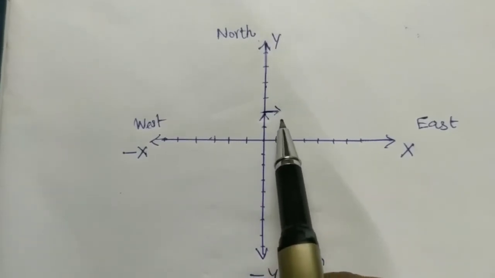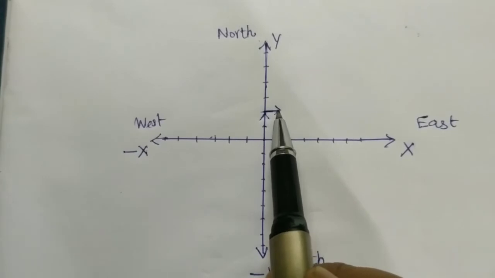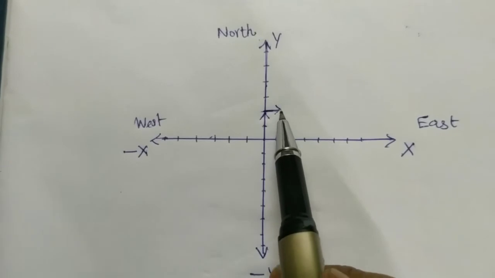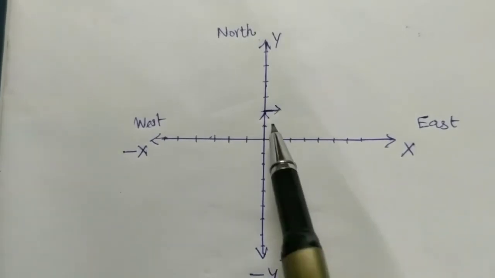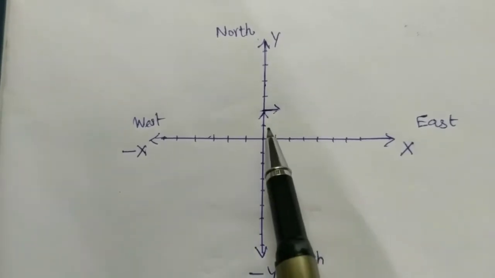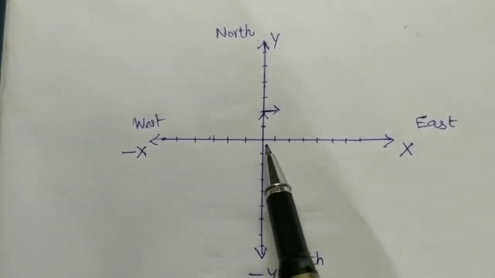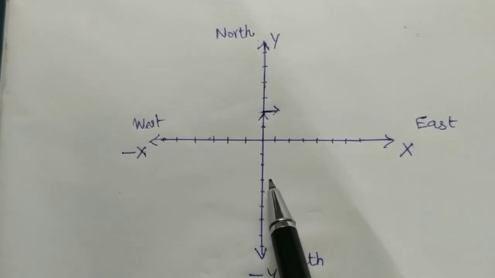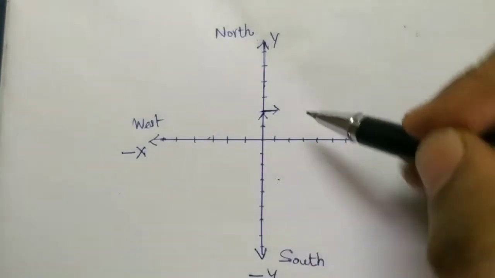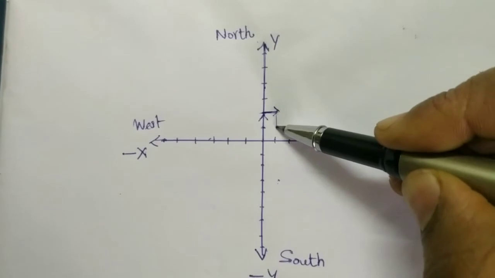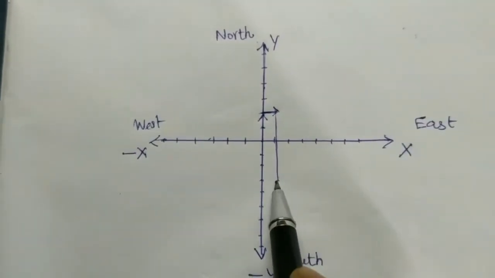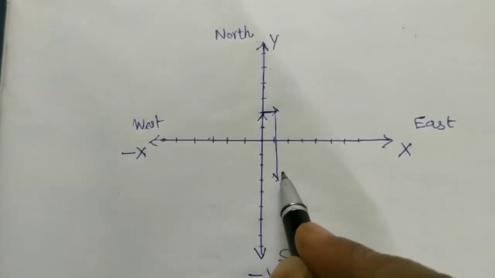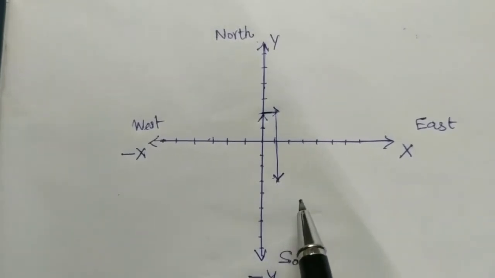Okay? From here he walks towards south for 5 meters. So from here, 5 meters south is here. We have to count here: 1, 2, 3, 4 and 5. So this is the point. We can draw it here. So 5 meters towards south. Let's put an arrow mark.